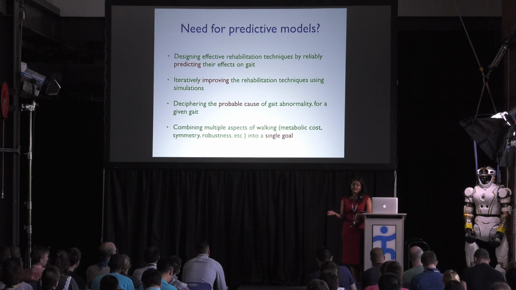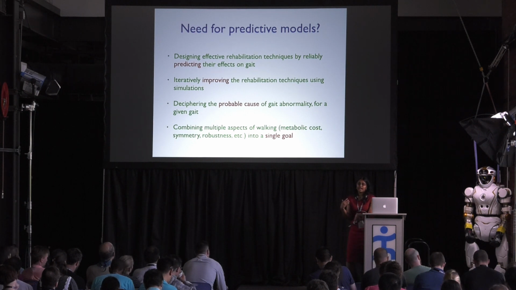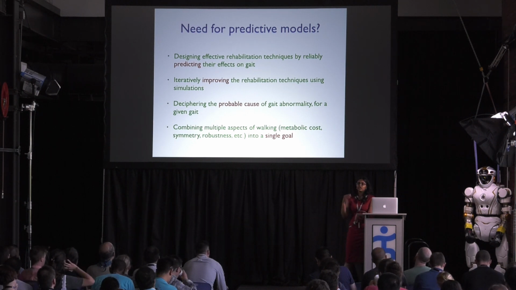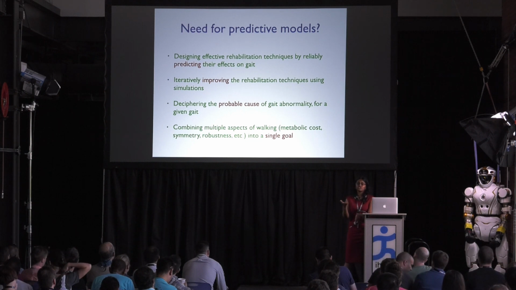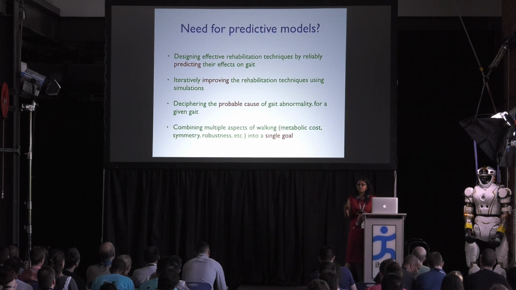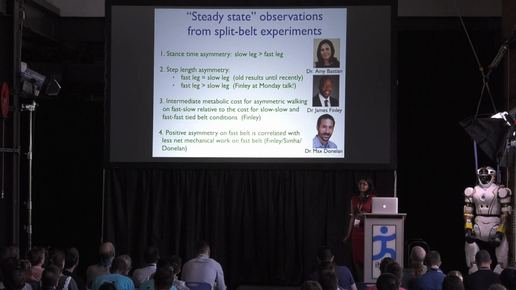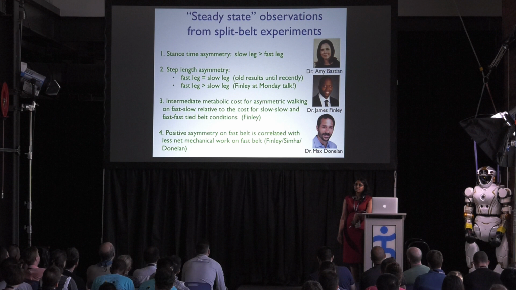And why build a predictive model of asymmetric gait? Well, if we were able to accurately predict asymmetric gait, then we could implement a potential proposed rehabilitation measure and see if that would actually work, and iteratively suggest improvements in simulation, and then move on to experiments rather than doing experiments straight off the bat. So here specifically, we wanted to do a simple optimization-based predictive model for split belt walking.